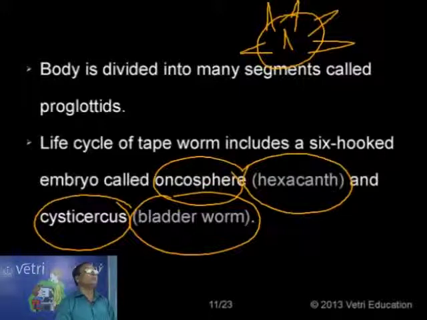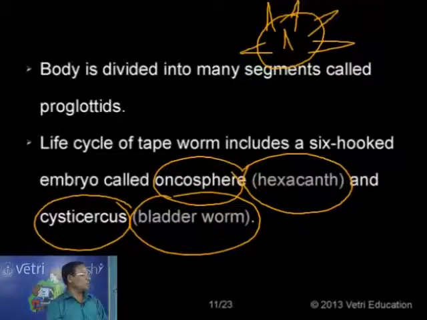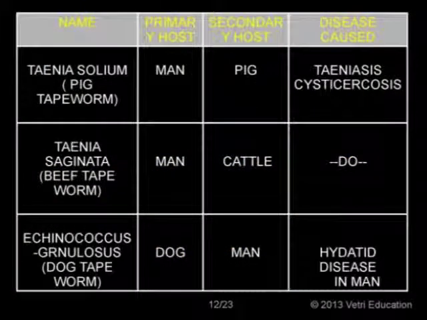We also have the beef tapeworm. In the case of the beef tapeworm, man is the primary host and cattle the secondary host. It is called Taenia saginata. I'll give the table now. There are three different types of tapeworms.